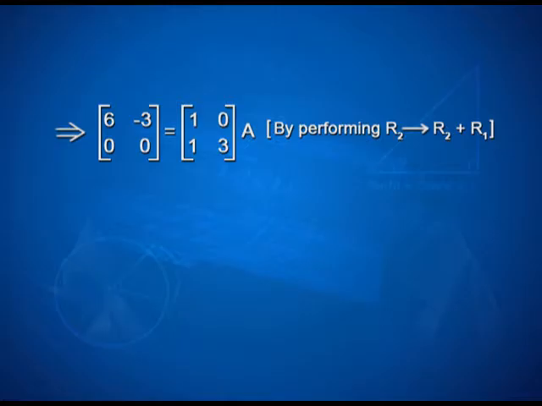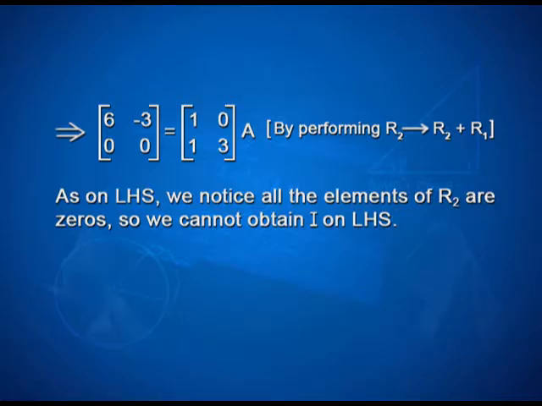This is by performing R2 gives R2 plus R1. As on the LHS, we notice all the elements of R2 are zeros, so we cannot obtain the identity matrix on the LHS. Hence, A inverse does not exist.